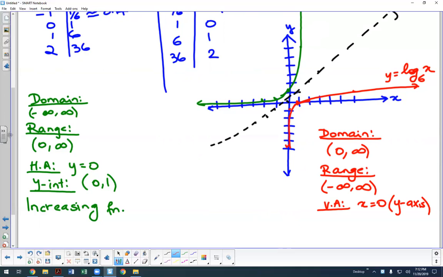Do we have a y-intercept? What did that y-intercept change into for this function? Yes, very good. It changes into an x-intercept, and that is happening at (1, 0). You're basically just reversing that ordered pair and you get (1, 0) for the x-intercept. Now, is this an increasing or a decreasing function? Increasing, because as we go from left to right, our y values are getting larger. So that's an increasing function also.